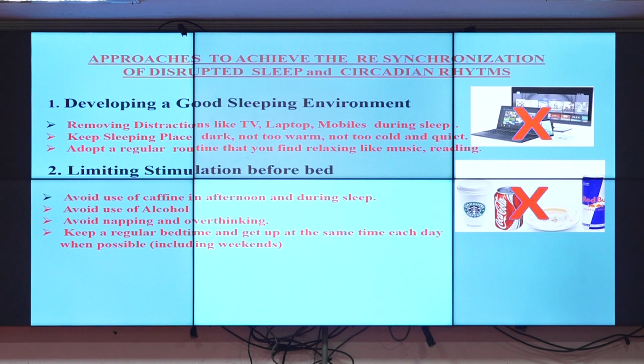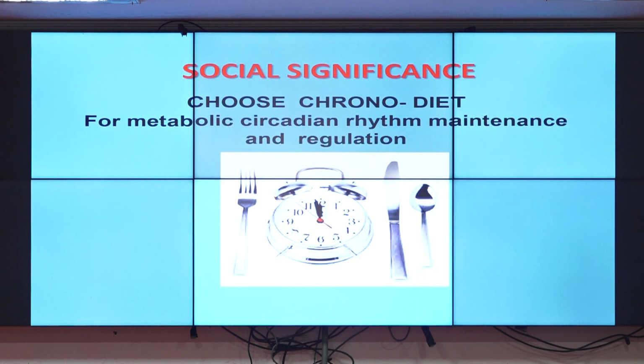And developing a good sleeping environment, we had a lot of lectures on this and very good information was shared by our esteemed faculty on removing distractions like TV, laptop, and mobiles during sleep. Keep the sleep place dark, not too warm. All these things have already been told very well by our esteemed faculty. Limiting stimulation before bed has already been discussed. Also choosing the chrono diet, which we promote for metabolic circadian rhythm maintenance and regulation.